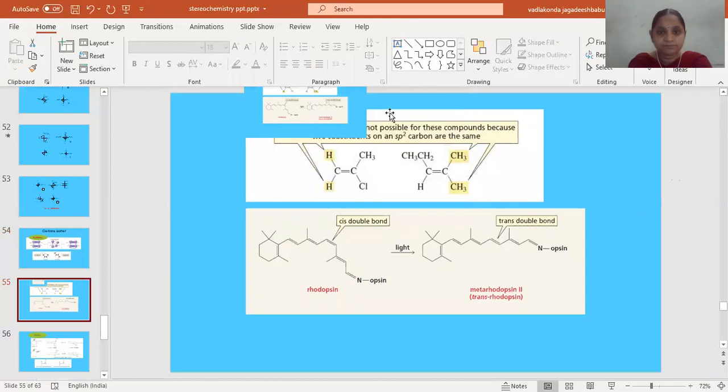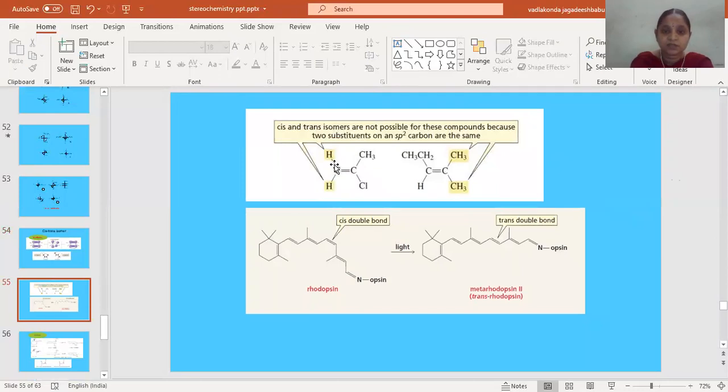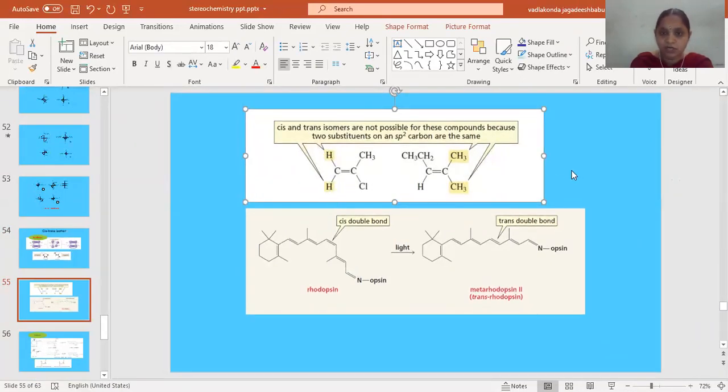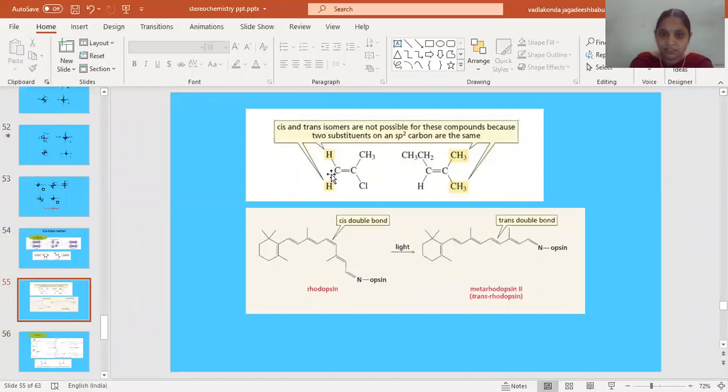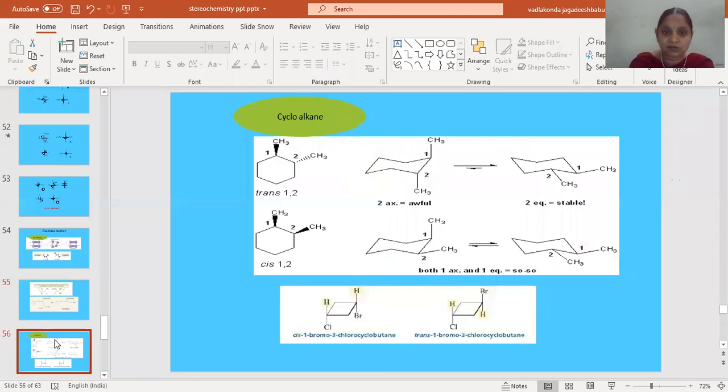Okay, coming to here, we have two similar groups and two different groups. Around the carbon, on one carbon we have two hydrogens, and on the other carbon methyl and chlorine. So for this, cis-trans isomerism is not possible, but we can give the nomenclature of such diastereomers by using another nomenclature, which is known as the EZ nomenclature.